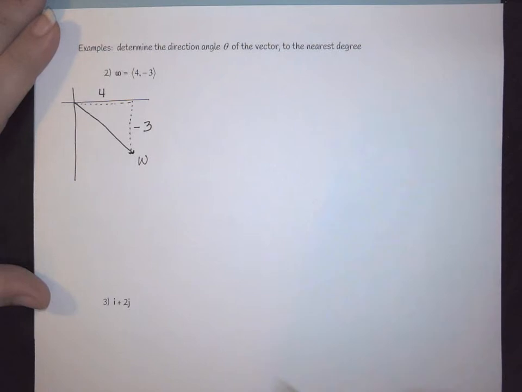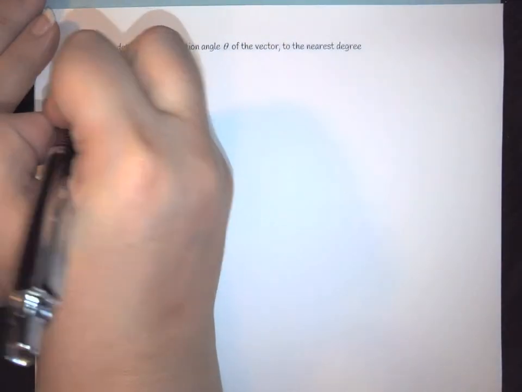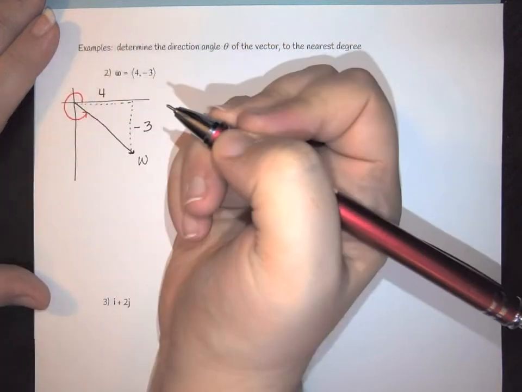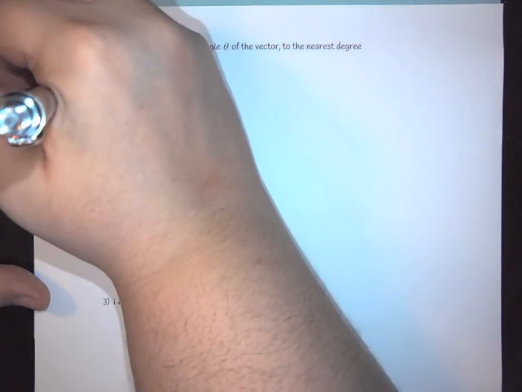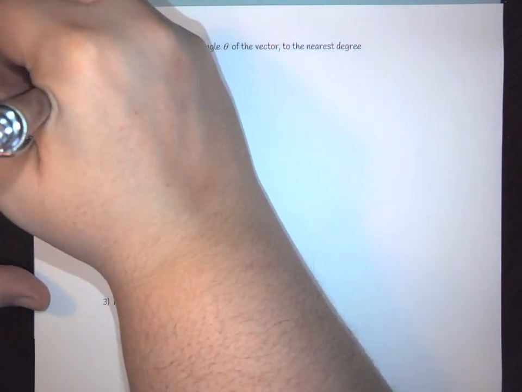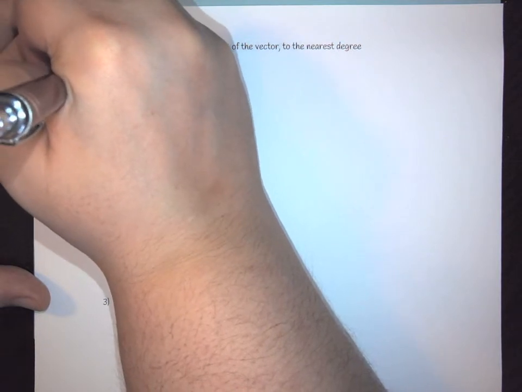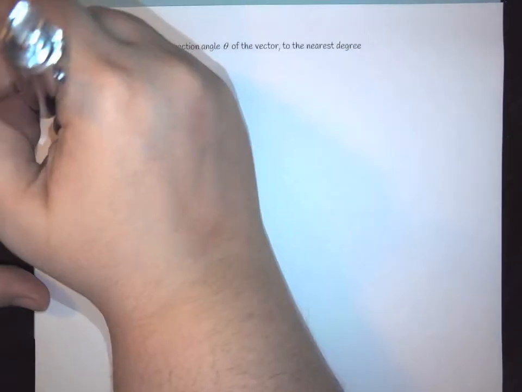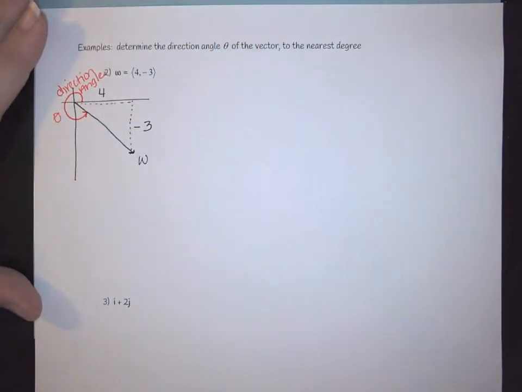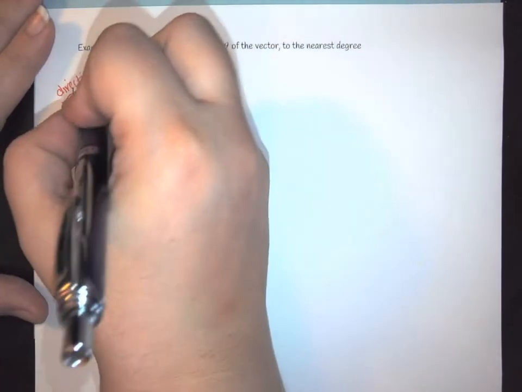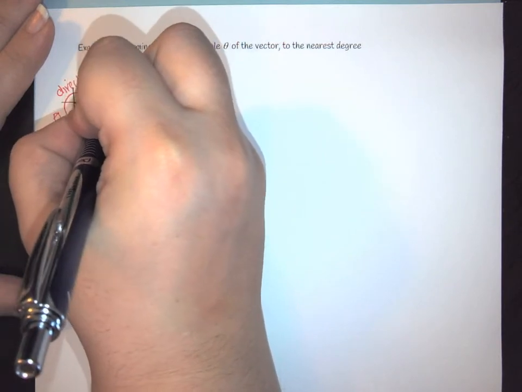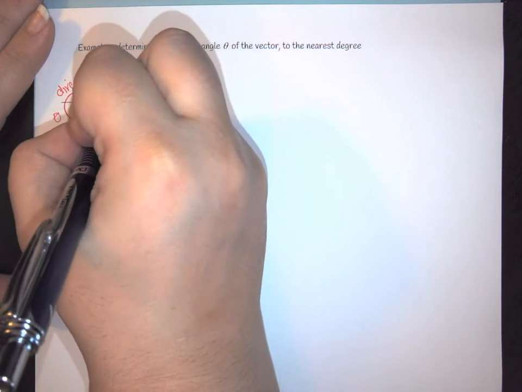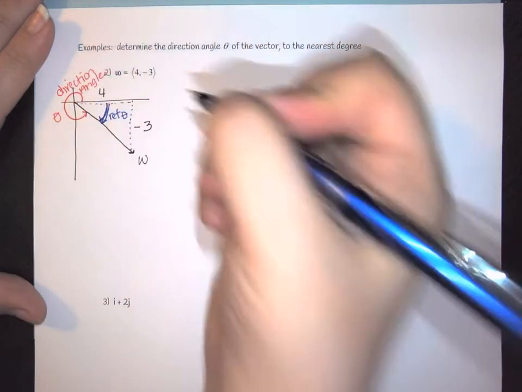We are going to spin from the x-axis all the way around in that counterclockwise direction. This is going to be your direction angle, which we would call theta. But then in order to find that, we have this angle right here, which is your reference angle.